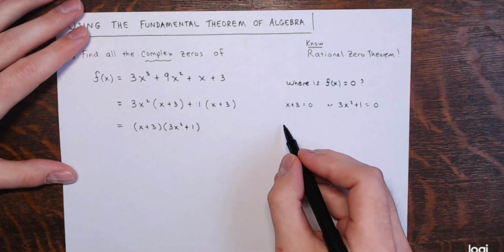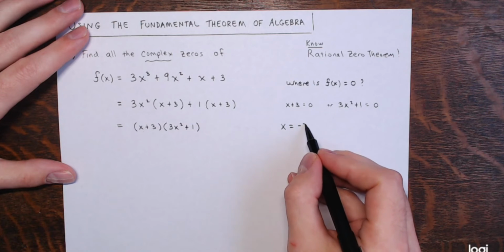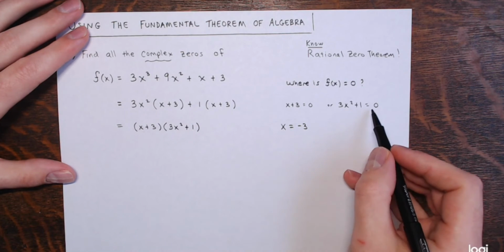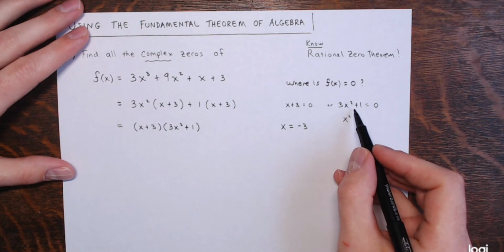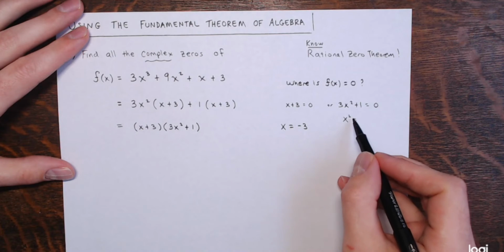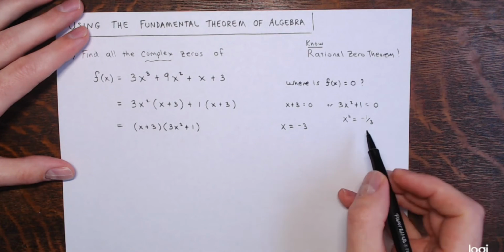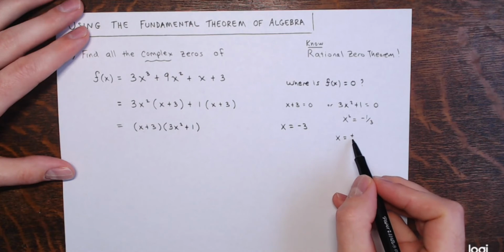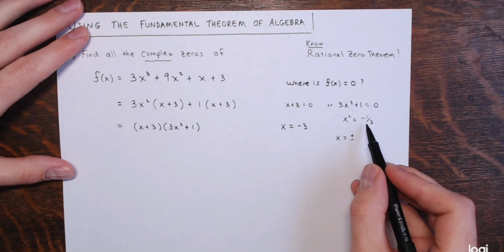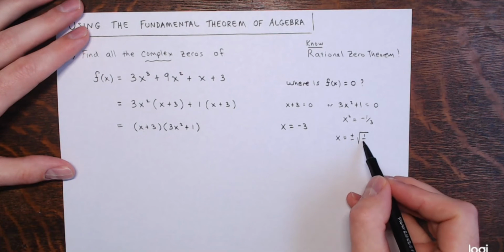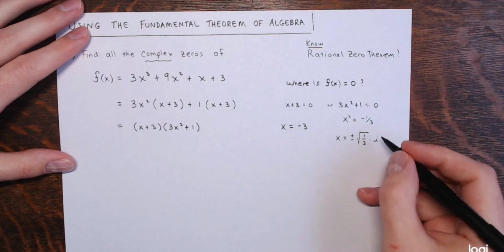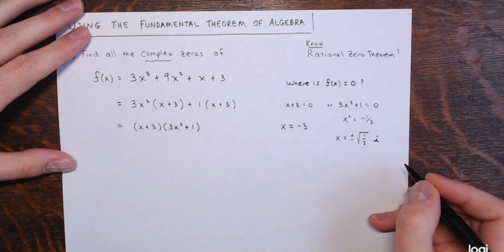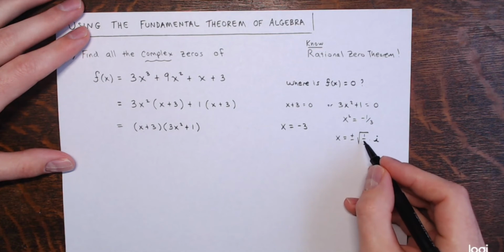So one of the zeros is x equals negative 3. And then this one here, if you get the square alone, or you could use the quadratic formula, right? It is a quadratic. But if you get the square alone, you get x squared equals negative 1/3. So x must be positive or negative the square root of a negative number, remember, is imaginary. That'd be the square root of 1/3 times i. Remember how you write square roots of negative numbers using the imaginary unit i. And if we rationalize this, it'll be square root of 3 over 3.